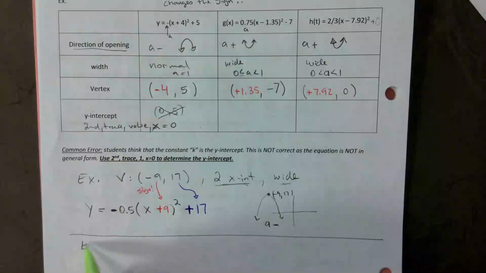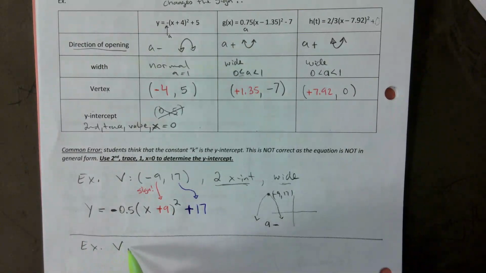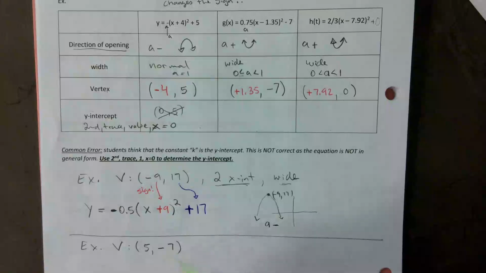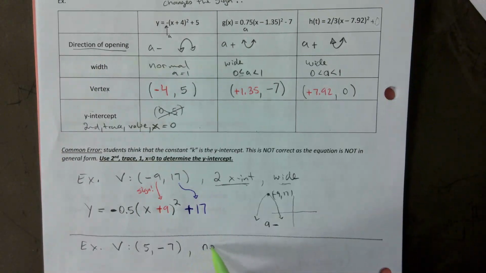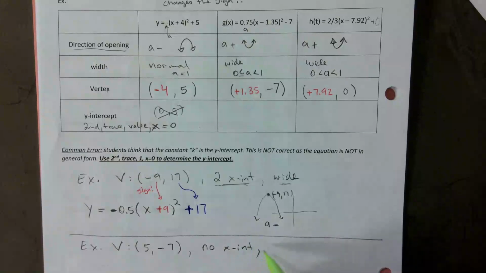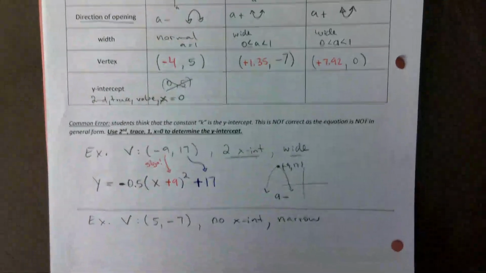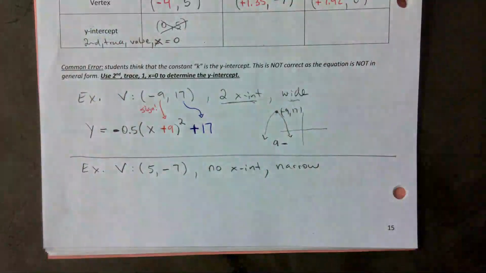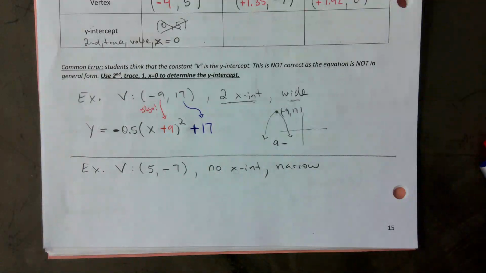What if I said, example, the vertex is 5, negative 7. You want no x-intercepts, and you want it to be narrow. Sorry, you can't see that, right? There we go. I would like you to try this actually. Come up with one of your own based on what you know so far. At the very least, have something that has the vertex in it, right? If you get the no x-intercepts wrong for now, we can deal with that.